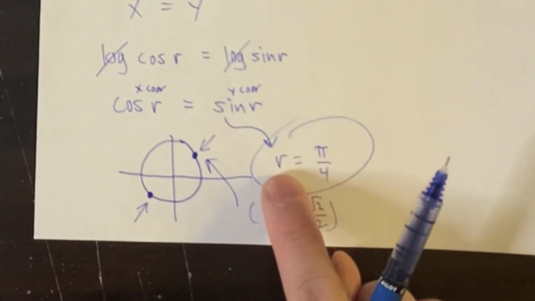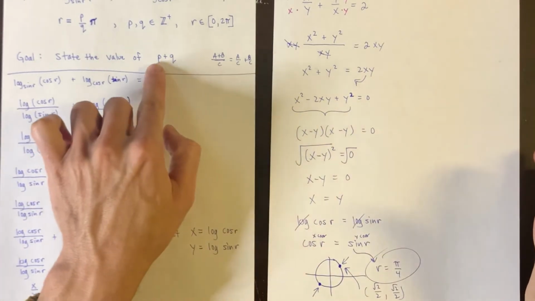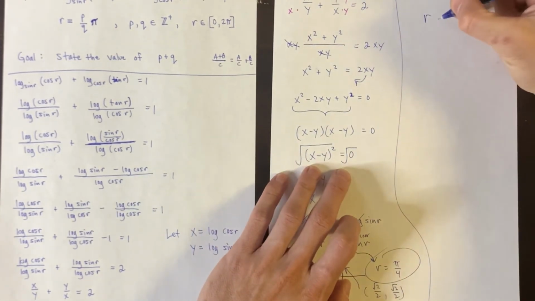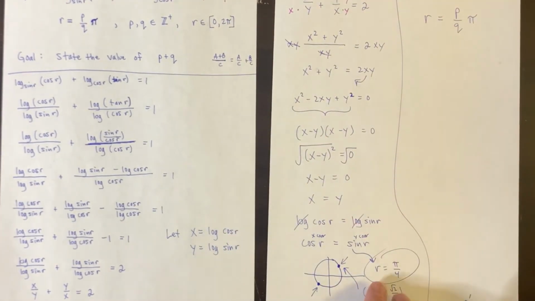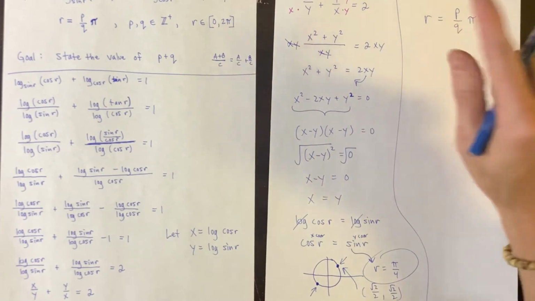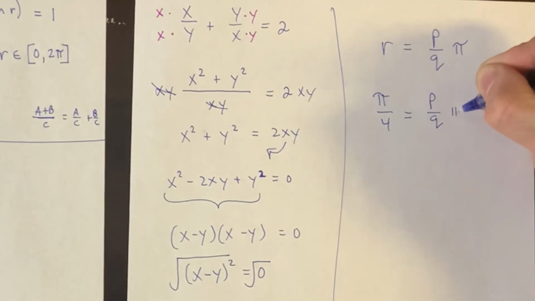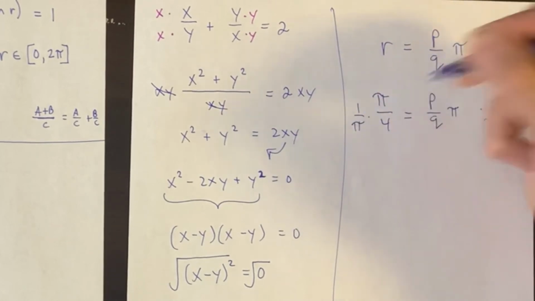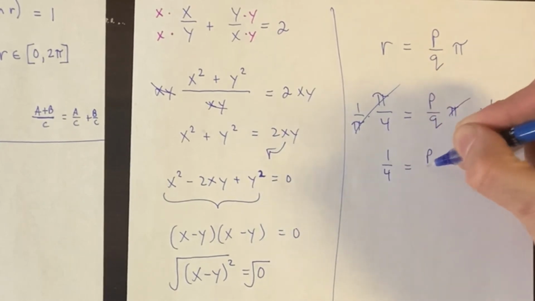So what do we take away from this? We take away this fact, r equals pi over 4. That, however, is not the final answer, because the final answer was to find p plus q. But we can now proceed to finish this problem, because we know that r equals p over q times pi. But we just discovered that r is pi over 4, which can go right there. So we have pi over 4 equals p over q times pi. You can multiply both sides of this equation by 1 over pi, which knocks this out and this out. So we have 1 over 4 equals p over q.